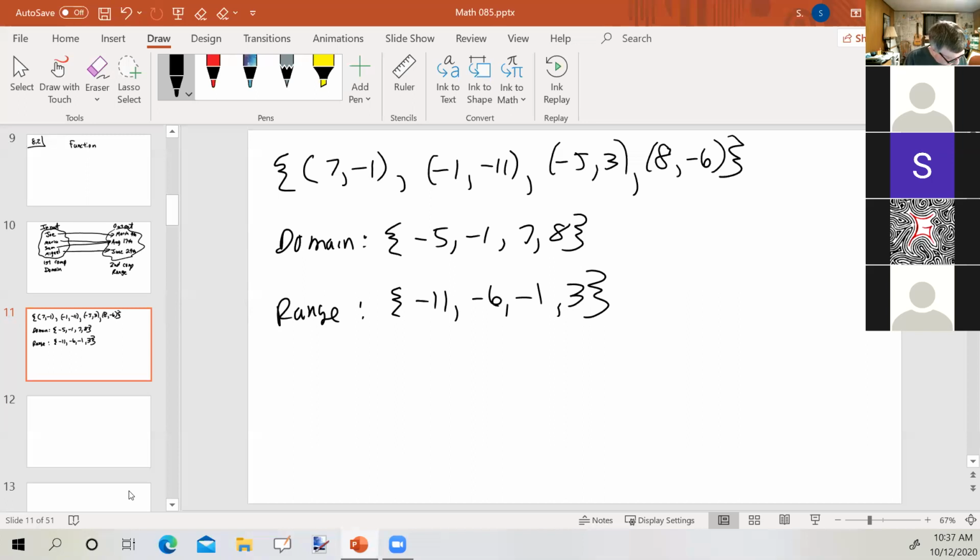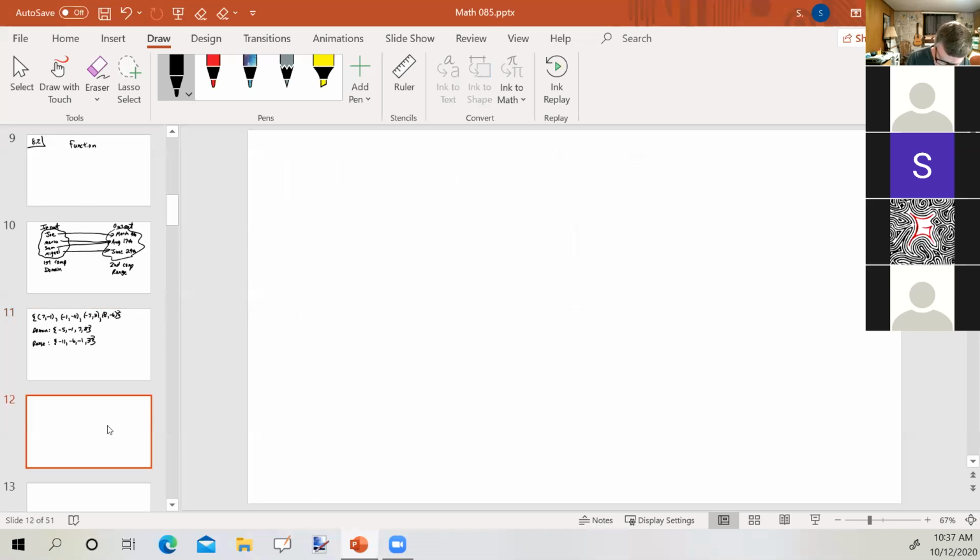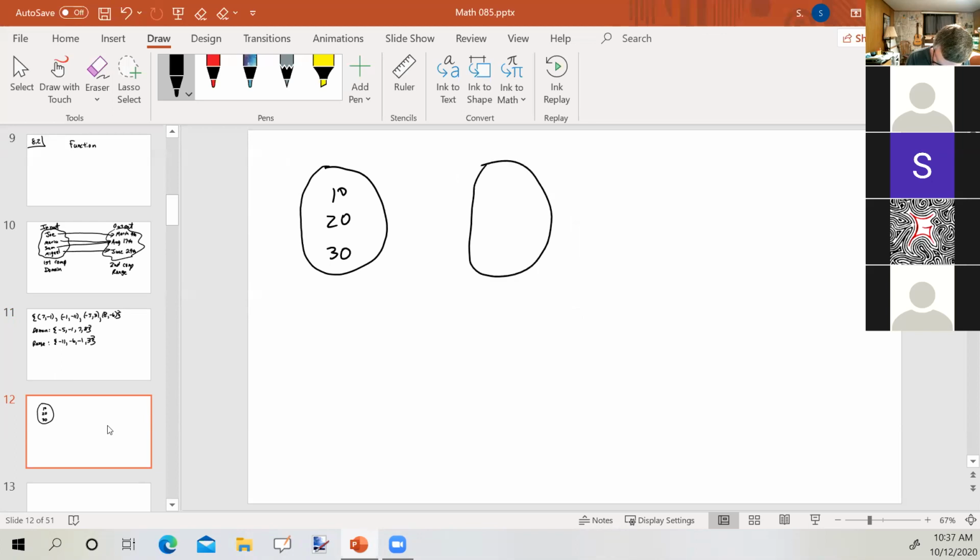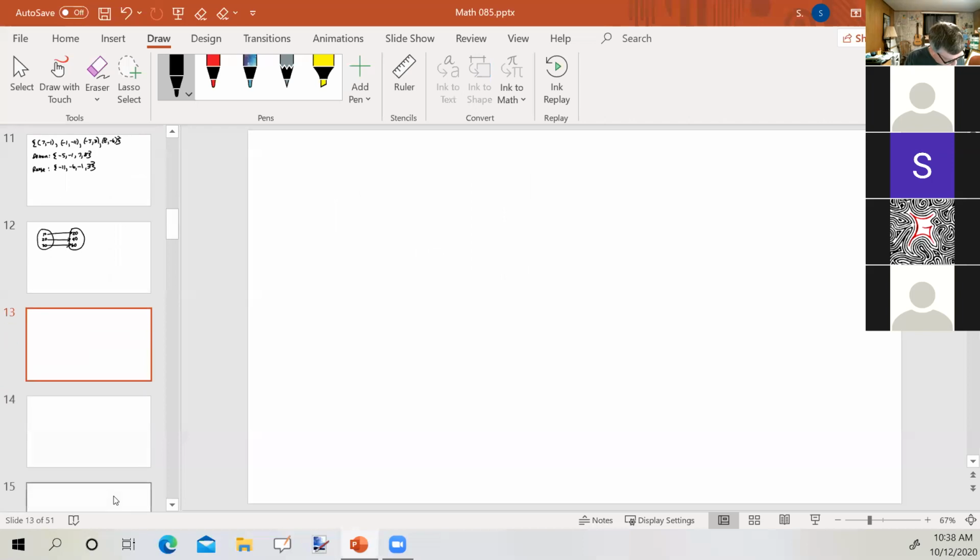All right, let's look at another situation. This is known as a mapping. And the left oval, or whatever you want to call it, ellipse there, is the input or the domain, and the right is the range. Is this a mapping that represents a function? Yes or no? Yes, it is. Good. Okay, let's look at another example.